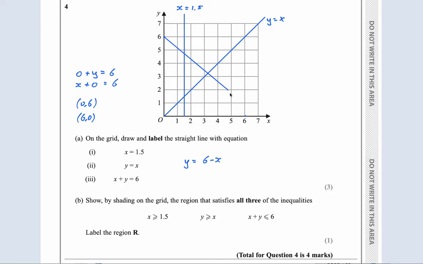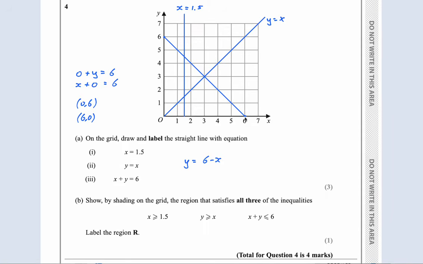Anyway, as I say, guys, if you don't understand this, you can just draw using the table in your calculator. You can actually draw this. Then show by shading on the grid the region that satisfies all 3 of the inequalities. Well, x has to be bigger than 1.5, so it's going to be to the right of this. Y has to be bigger than x, so it has to be above this, and x plus y has to be less than 6, so it has to be below this line.